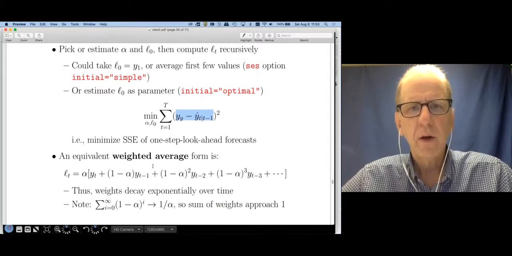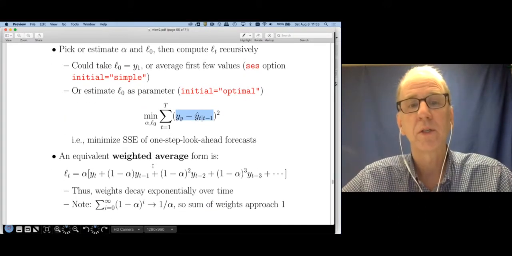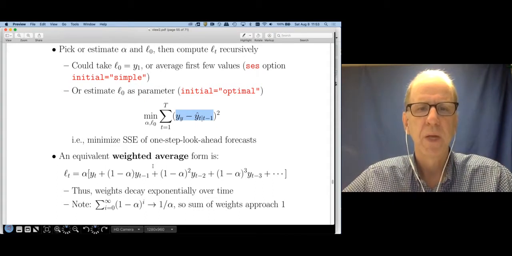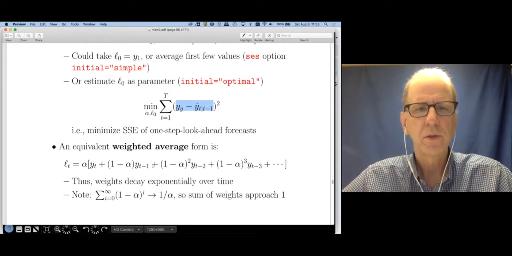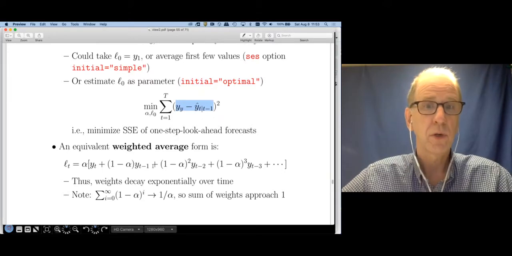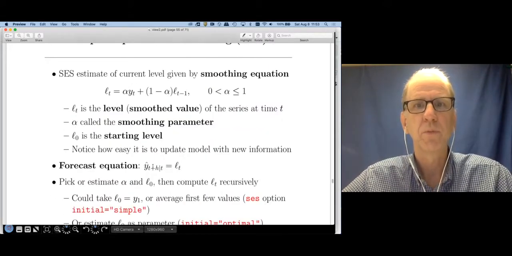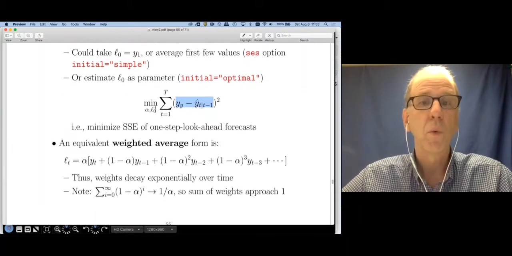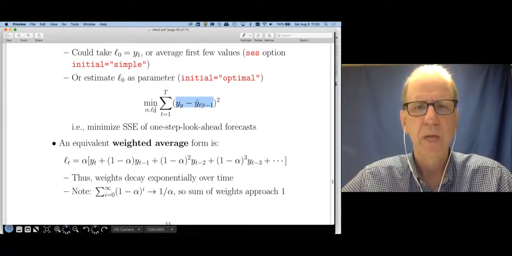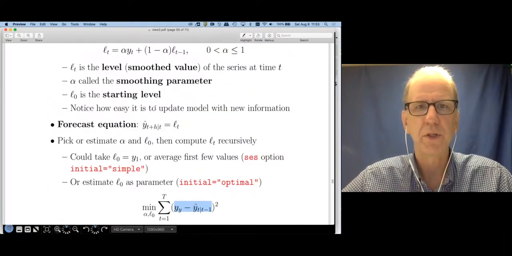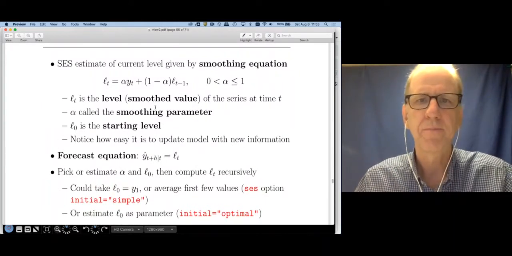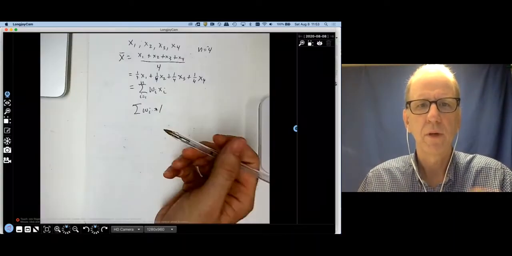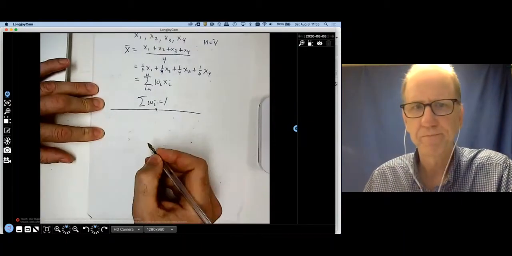Okay, earlier I mentioned there's a couple ways to describe SES. Another way to describe this that's equivalent to the smoothing equation that I gave above is what's called the weighted average approach. I want to go into some detail about this weighted average approach, so let's derive this off to the side here.